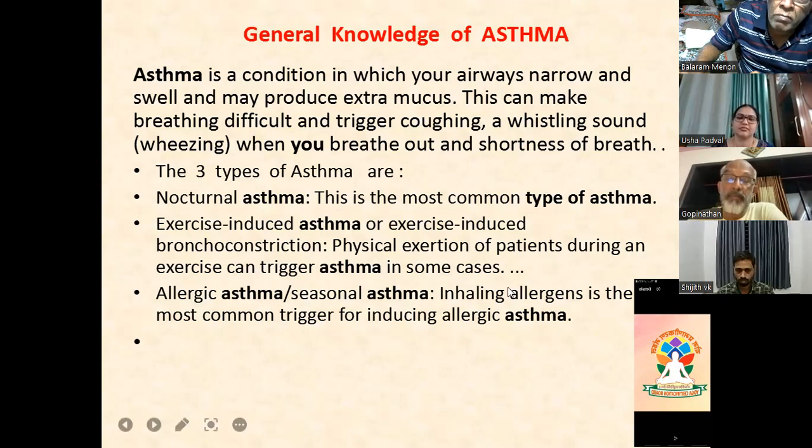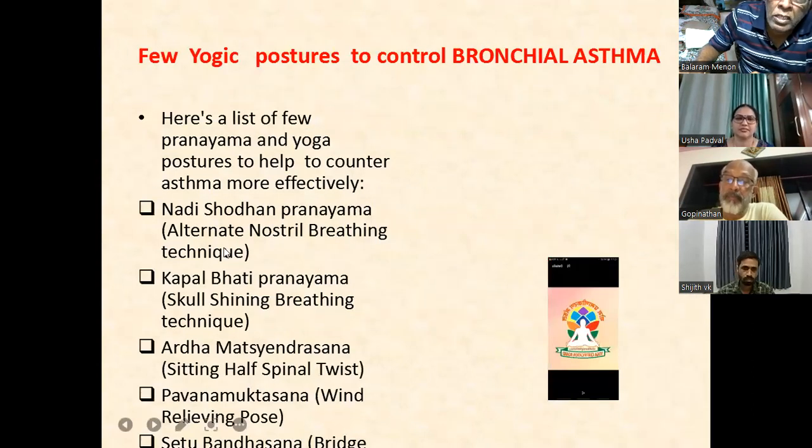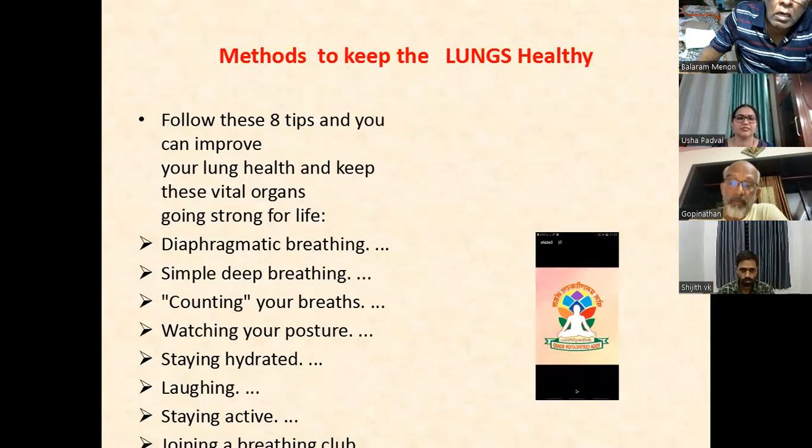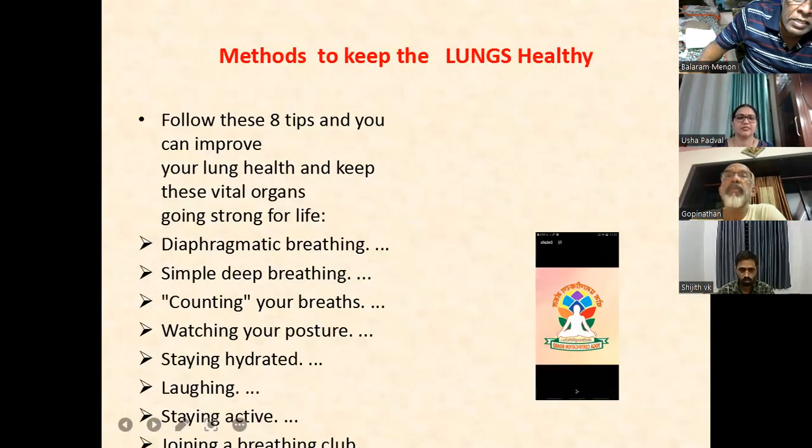So that is why lifestyle is very important. What are a few practices and postures? Nadi Shodhan Pranayama, alternate nostril breathing, Kapalbhati, skull shining breathing, Ardha Matsyendrasana, Pawanmuktasana, Setubandhasana. Eight tips can improve diaphragmatic breathing: simple deep breathing, counting your breath, watching your posture, staying hydrated, laughing, staying active, joining a breathing club. These are the steps to be taken to keep your lungs healthy.